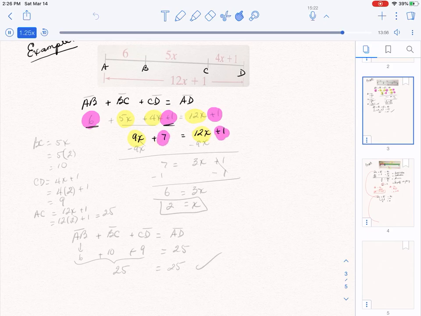I do this by inverse operation. I always want to have x be positive, so I want to get rid of 9x. I also want to get rid of, that's 3 plus 1, and then I want to get rid of the 1. Therefore, x is 2. Once I have that, I substitute to the rest.